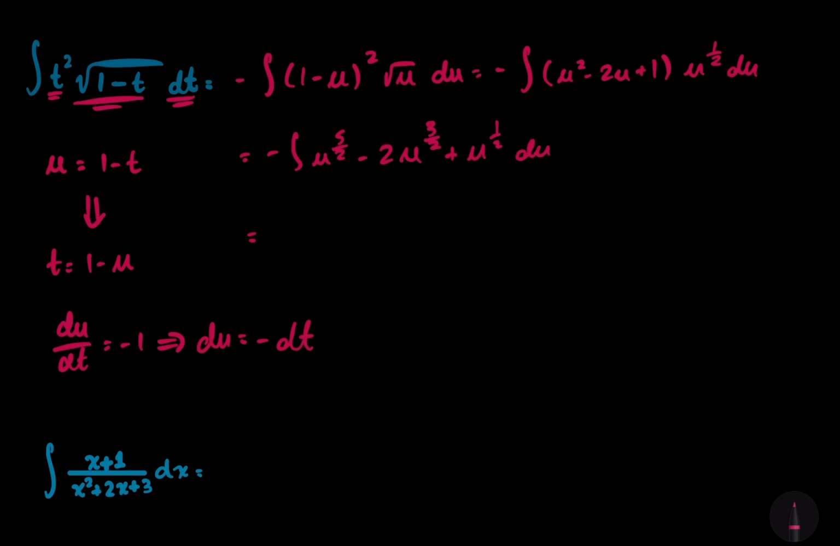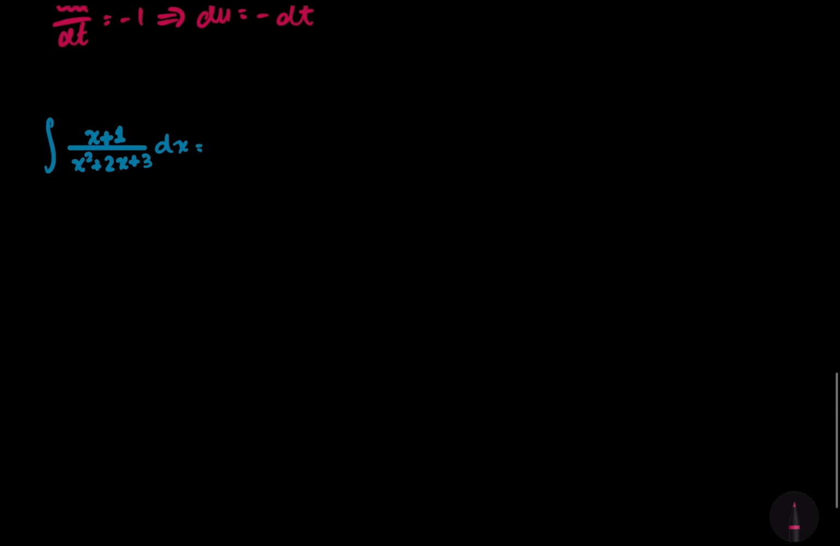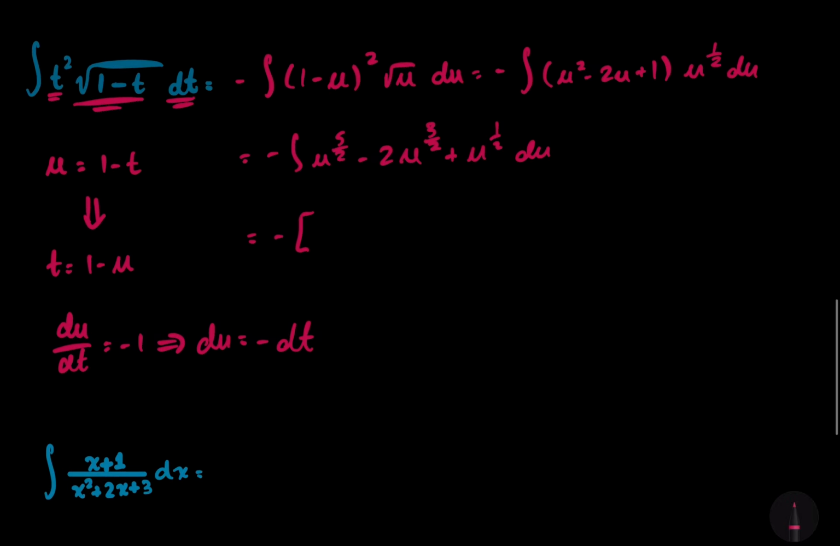And so then we can go ahead and just do this integration process. So here, u to the 5/2 is going to become u to the 7/2. And then when we divide by 7/2, we get 2/7, right? So 2/7 times u to the 7/2. Negative 2u times u to the 3/2, we get u to the 5/2, right? And then when we divide by 5/2, we get 2/5.